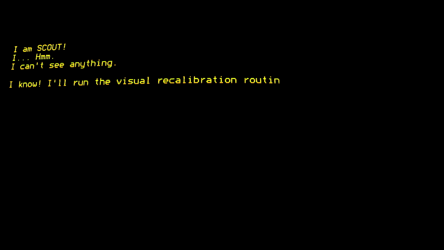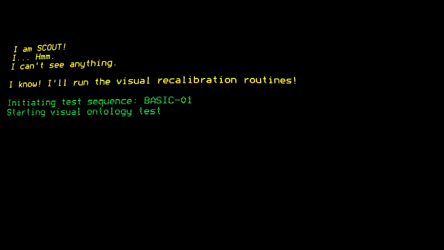I am Scout. I can't see anything. I know, I'll run the visual recalibration routines.